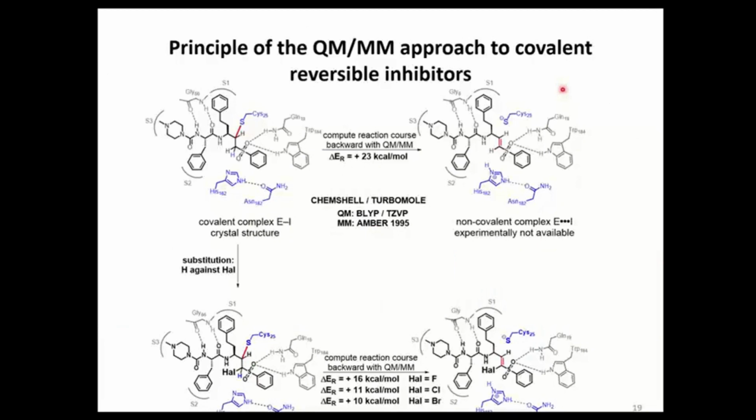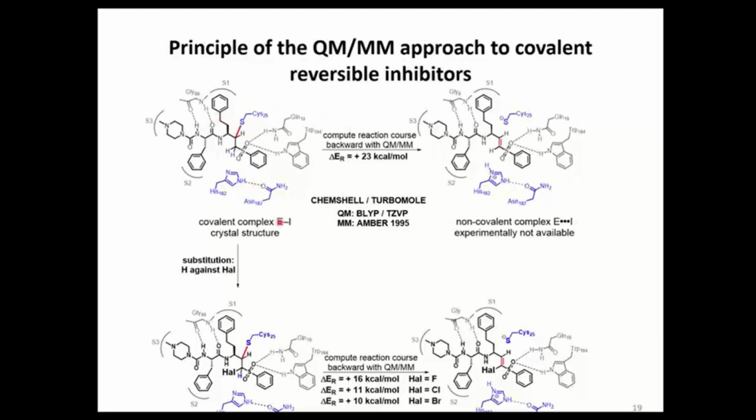So the computations were performed as follows. Starting from the X-ray structure of the covalent enzyme inhibitor complex of K11 with rhodesain, the reaction is computed backwards to the non-covalent complex. And this is a very, very important step, because this non-covalent complex of a covalent reacting drug cannot, or only hardly, be obtained by experimental methods.